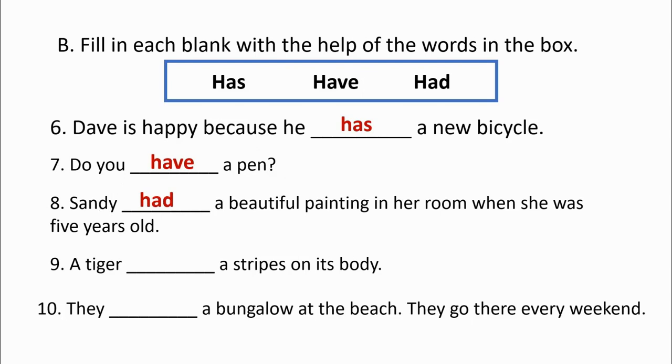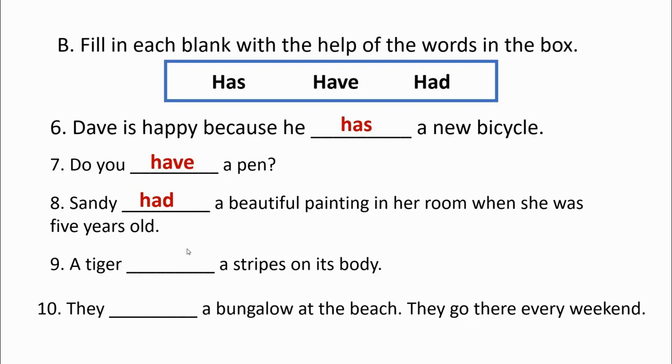Sandy had a beautiful painting in her room when she was 5 years old. So we have a singular subject here, Sandy, and our answer here is had because it's in the past, when she was 5 years old. Sandy had a beautiful painting in her room when she was 5 years old. Question number 9, sorry.